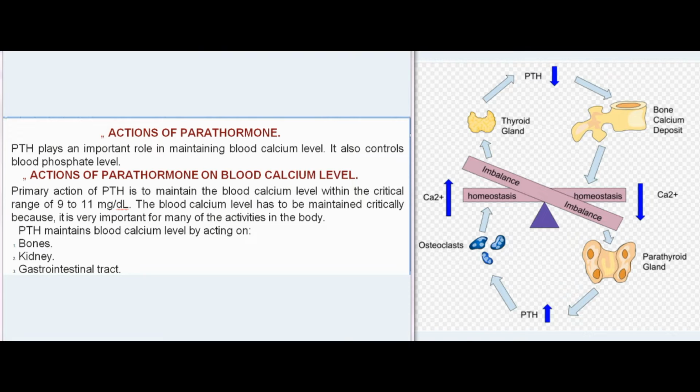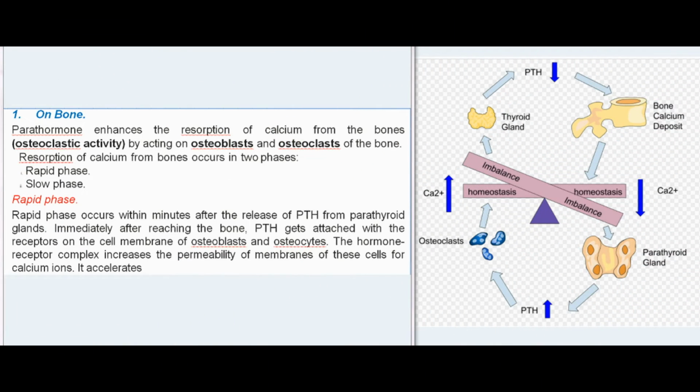Actions of parathormone on blood calcium level. Primary action of PTH is to maintain the blood calcium level within the critical range of 9 to 11 mg/dl. The blood calcium level has to be maintained critically because it is very important for many of the activities in the body. PTH maintains blood calcium level by acting on bones, kidney, and gastrointestinal tract. On bone. Parathormone enhances the resorption of calcium from the bones, by acting on osteoblasts and osteoclasts of the bone. Resorption of calcium from bones occurs in 2 phases, rapid phase and slow phase.